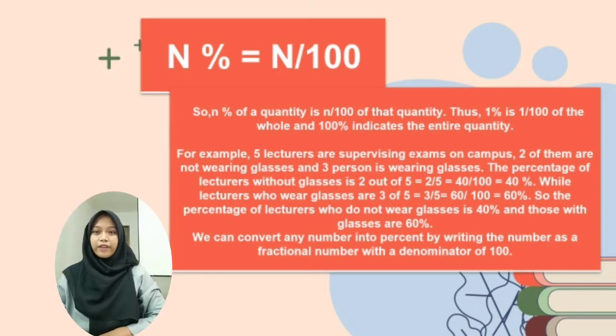For example, 5 lecturers are supervising an exam on campus. 2 of them are not wearing glasses and 3 are wearing glasses. The percentage of lecturers without glasses is 2 out of 5, is 40 out of 100. That means 40%. While lecturers who wear glasses are 3 of 5, is 3 out of 5, 60 out of 100, is 60%. So, the percentage of lecturers who do not wear glasses is 40% and those with glasses are 60%.